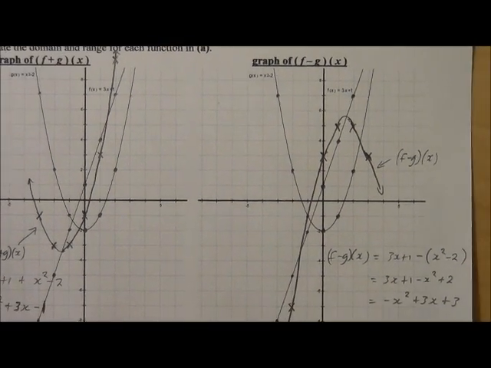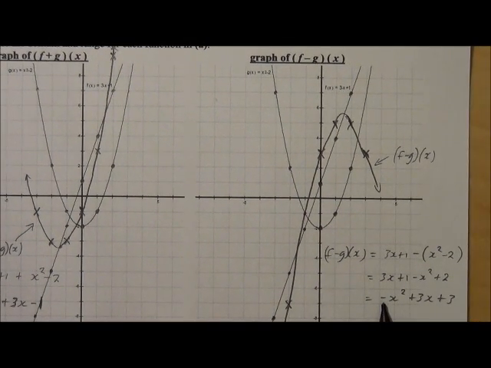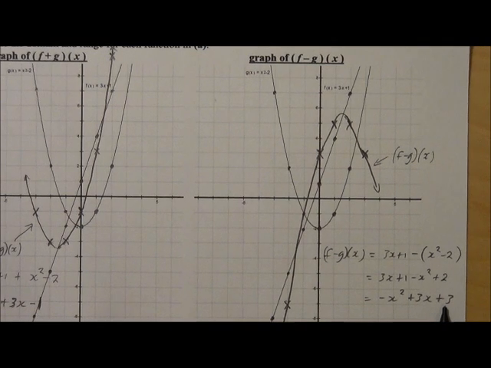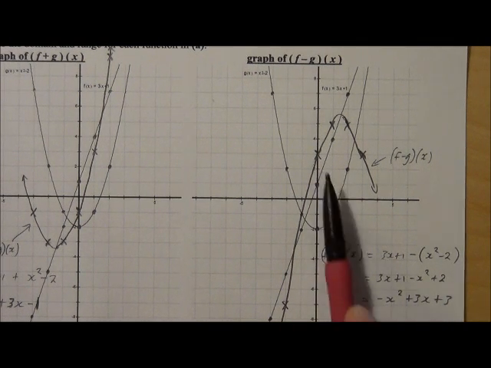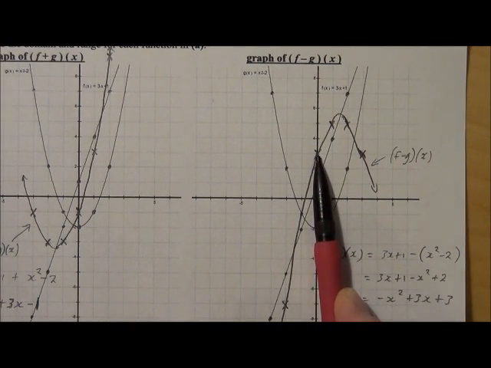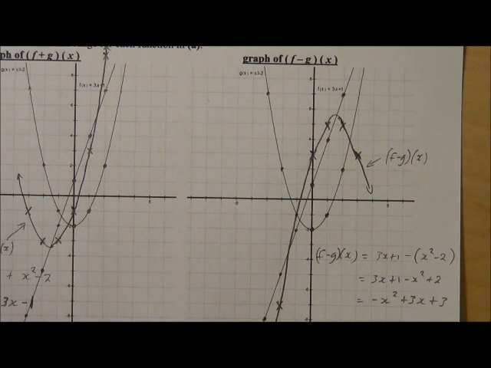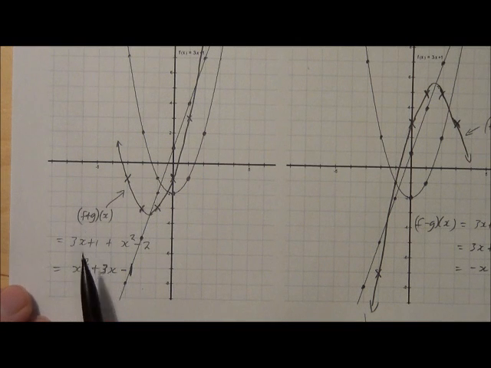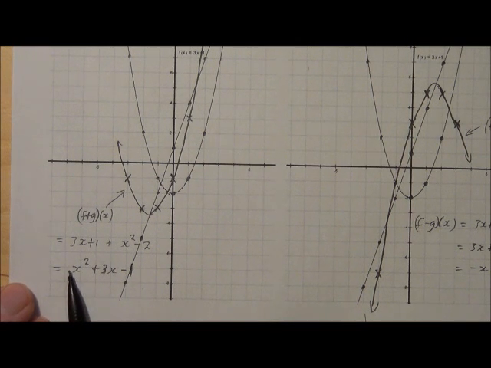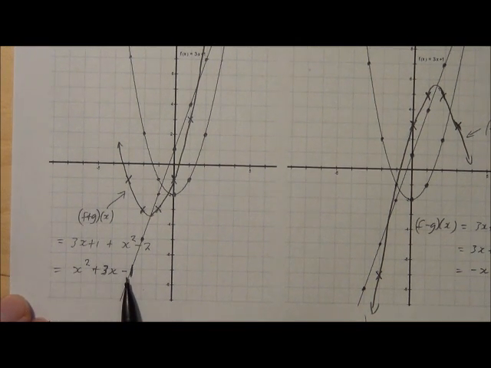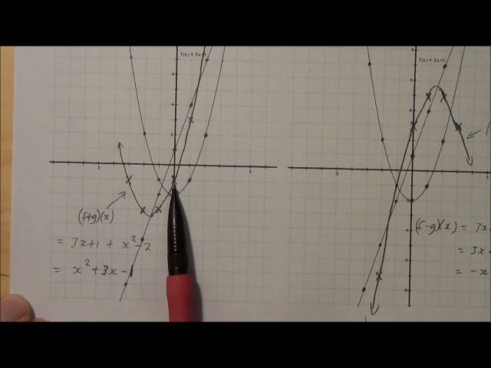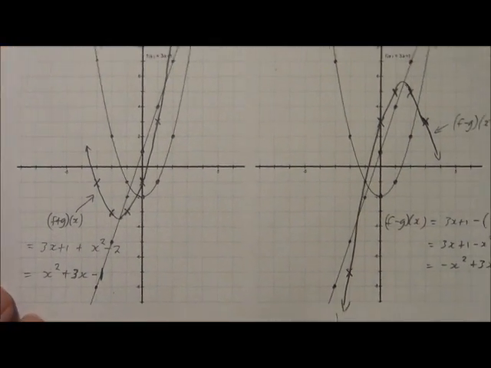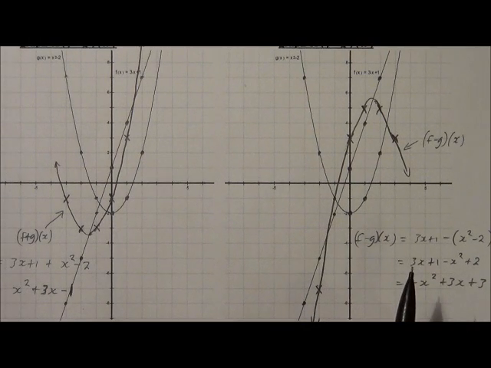Okay, so we can verify this, that it is a quadratic opening down because of the negative, and that is opening down as we've drawn here, and the y-intercept is positive 3, which is what we found here. For part A, for this f plus g of x, is a parabola opening up, and the y-intercept is negative 1, which we found here. Okay, so those two expressions match what we've drawn.